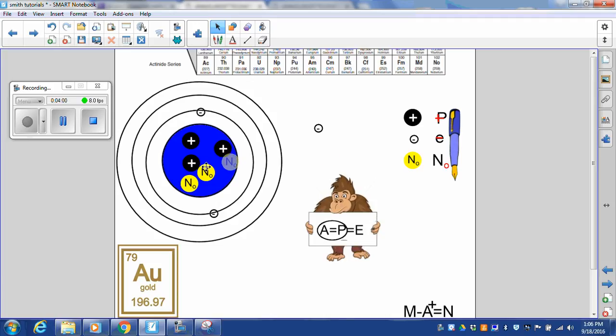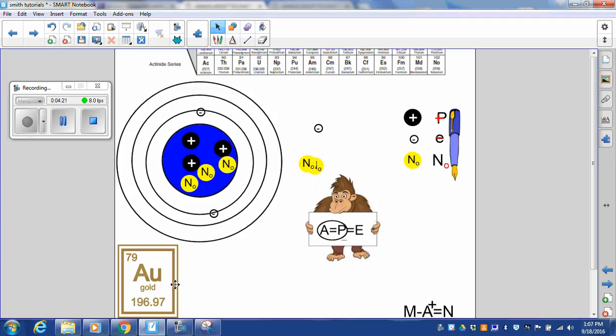Also, neutrons can change. That's why on the periodic table, this mass number at the bottom here is a decimal point, because that's an average number. So I may have 4 neutrons, I may have 5 neutrons. Some lithium atoms may have 3 neutrons. It just kind of depends.